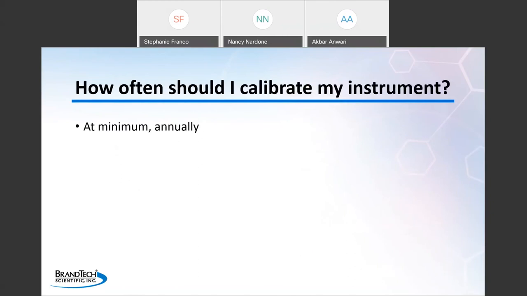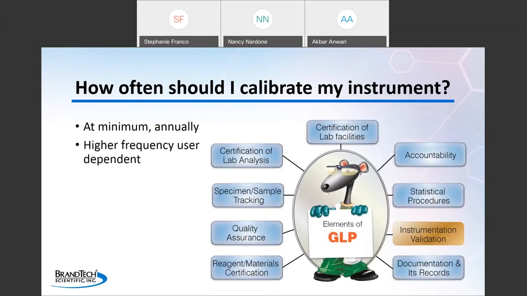So at a minimum, we recommend calibration at least annually, at the very least. But when should it be more frequent? That really depends on how the instrument is being used and the specific requirements of the user or the lab. If the instrument's being used in an academic or a teaching lab where documentation requirements are low, then annual testing is probably quite sufficient. However, if the instrument's being used in a GLP lab with a really high level of documentation requirements, then testing every 3 months is warranted.